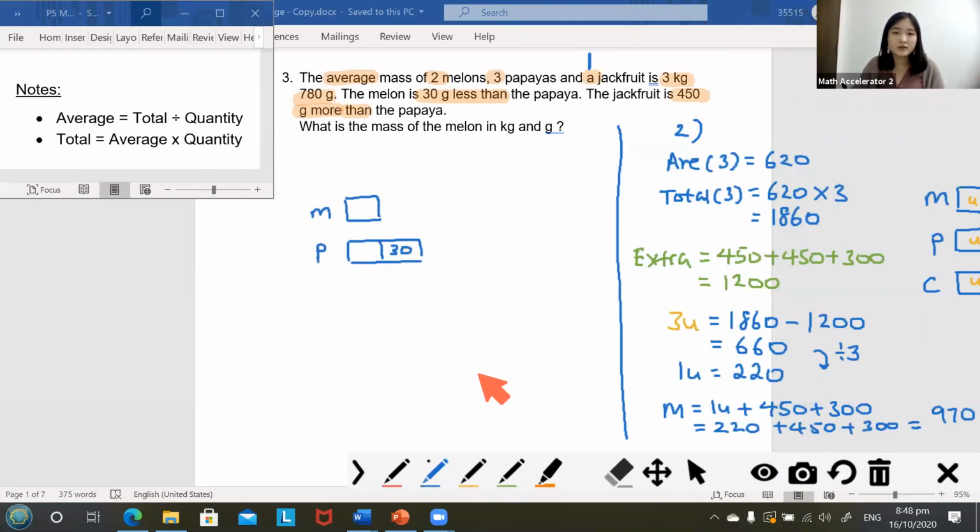So the papaya is 30 grams heavier. Okay, what else do we know? The jackfruit is 450 grams more than the papaya. So under the papaya here, jackfruit, 450 more. Okay, so draw the same size as the papaya first, right? And then add on 450 because it is more than that by 450.